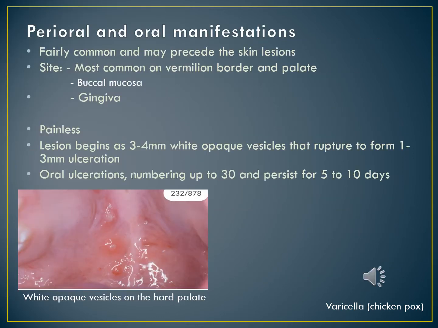Perioral and oral manifestations of varicella are fairly common and may precede the skin lesions. The most common site is the vermilion border and palate, followed by buccal mucosa and gingiva. It is painless. The lesion begins as 3 to 4 mm white opaque vesicles that rupture to form 1 to 3 mm ulceration. Oral ulcerations number up to 20 and may persist for 5 to 10 days.